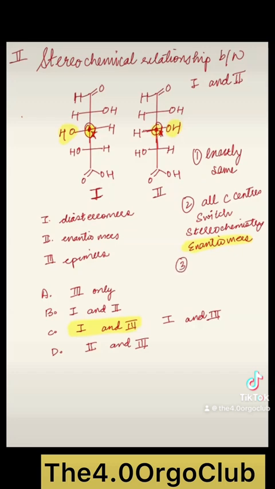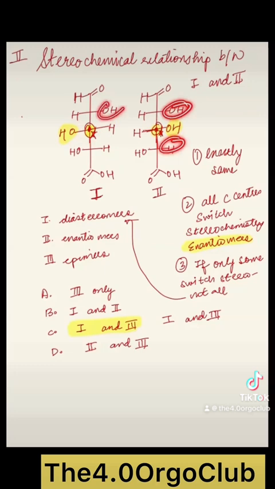So you can say if only some switch stereochemistry, not all, they would be called diastereomers. In this case, we see that only one carbon center is switching stereochemistry, because only one OH is changing orientation. That's what's changing the stereochemistry, but every other atom has similar placements. That is going to make it a diastereomer.